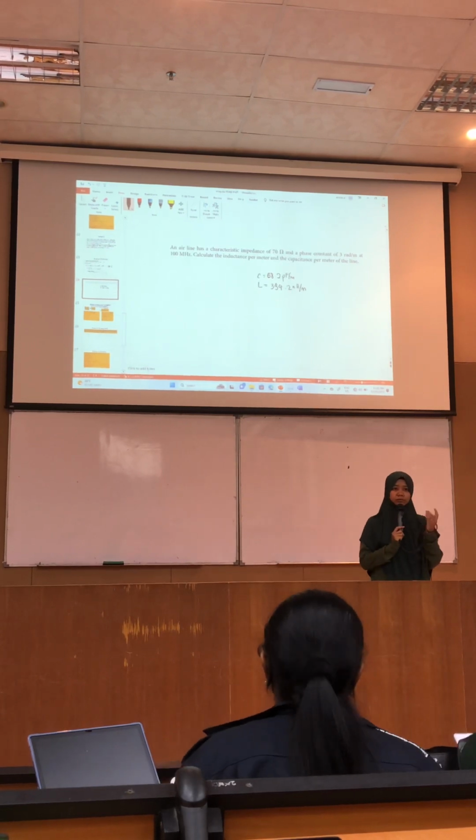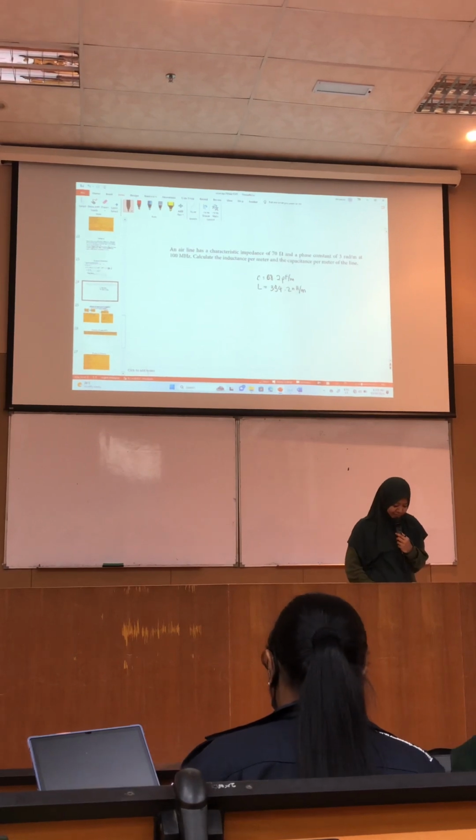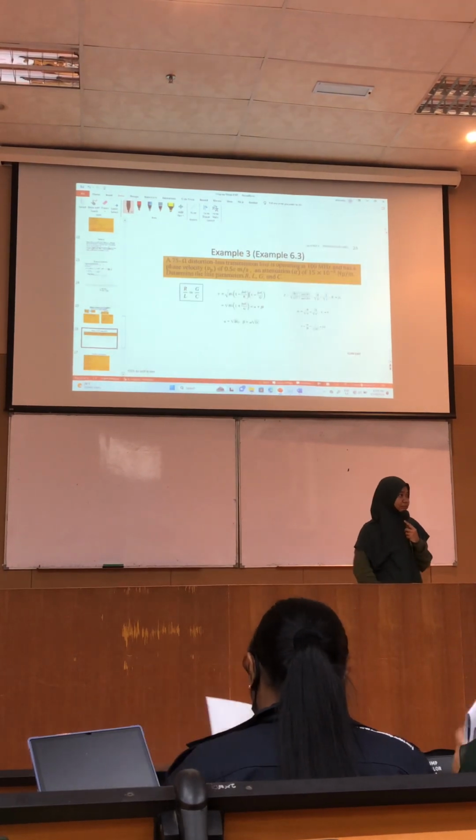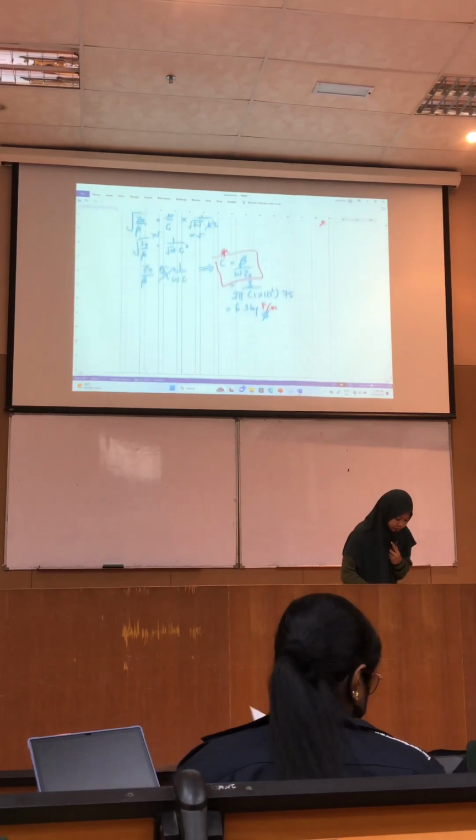Apa? Dah tua, dekat tak nampak, jauh tak nampak. Okay, example 3. Boleh? Distortionless. Kita pergi ni, lepas tu kita berehat.